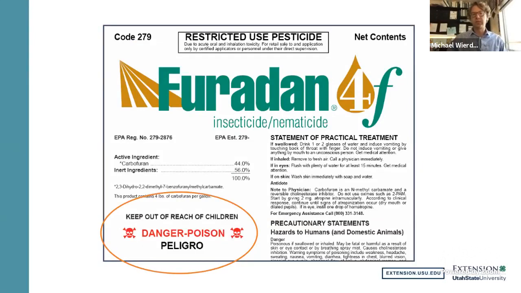You can see the danger poison word is listed in red with skull and crossbones, and the signal word appears in a prominent place on the label so that users can quickly assess the relative acute toxicity of the product. Note the product is also a restricted use product.